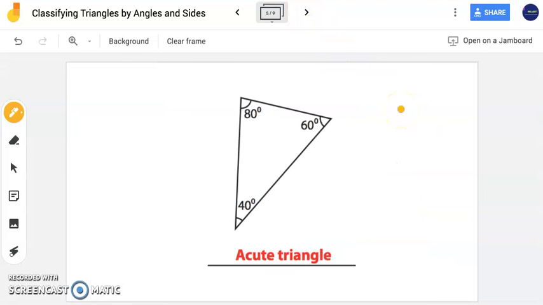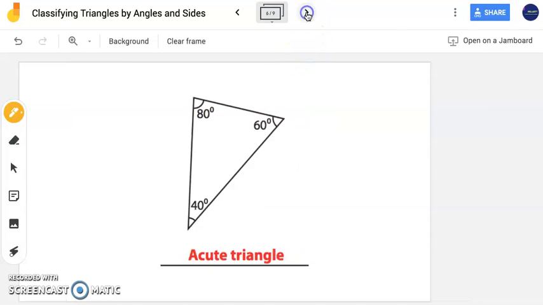In this next triangle, it's telling us it's an acute triangle, but how can I prove that this is correct? I can prove that this is right by looking at the given angles. I have a 40-degree angle, a 60-degree angle, and an 80-degree angle. All 3 angles are less than 90 degrees, which is telling me that all 3 angles are acute angles. Therefore, you can classify this triangle as an acute triangle.